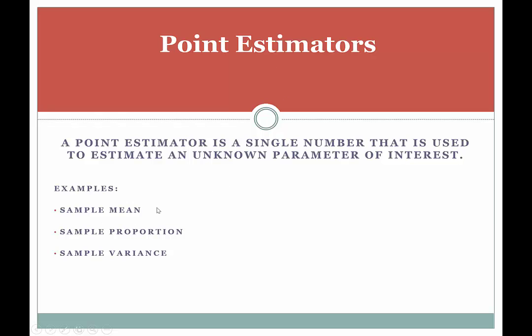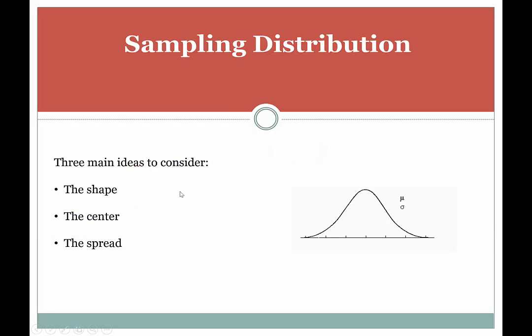Sample mean would be a point estimator for the population mean. The sample proportion would be the point estimator for the population proportion, and then sample variance is a point estimator for the population variance. Three main ideas you want to consider when talking about the concept of a sampling distribution for a point estimator is this.